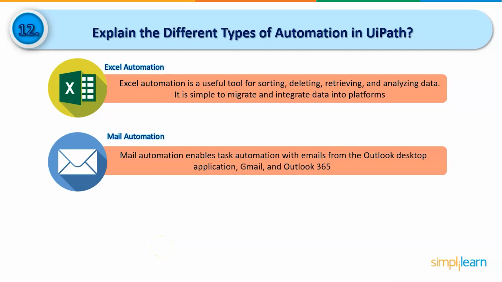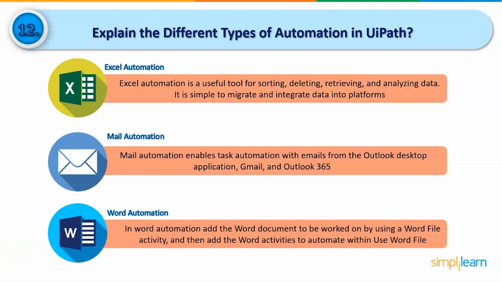Mail automation enables task automation with emails from the Outlook desktop application, Gmail, and Outlook 365. Add the activities that use data from the account inside the resource activity. After adding the account to the automation as a resource using a use Outlook 365, use Gmail or use desktop Outlook app activity.